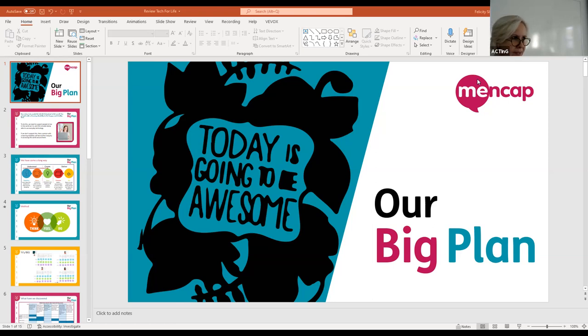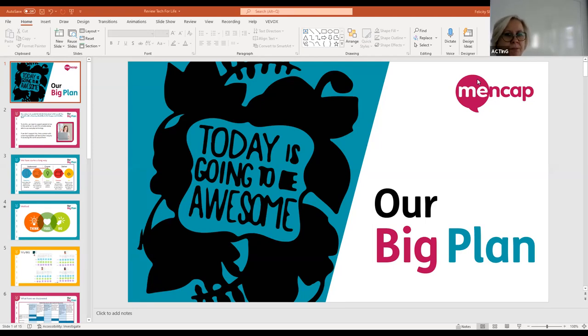My role is assistive technology lead for Mencap, and that looks at all the technology that people with a learning disability might use, and what our staff might use to support them to become as independent as possible and add to their quality of life. On the screen, you can see our big plan. Our big plan is a new strategy to move our organisation into a more modern way of working, a more holocratic organisation. We move away from hierarchy and look at a more self-empowered teams model. And as part of that, we want to be able to introduce technology as part and parcel of the way we deliver support across the organisation.